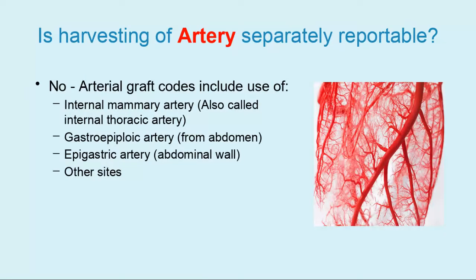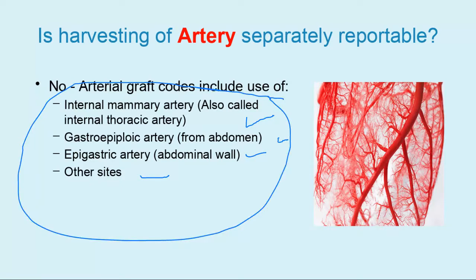First, let's look at arterial grafts. The guidelines state that harvesting of these vessels is part of the CABG procedure and not coded separately. So the internal mammary artery, also called internal thoracic artery, gastroepiploic from the abdomen, epigastric, and some other sites. If this is the source of the grafting tissue, don't report it separately.